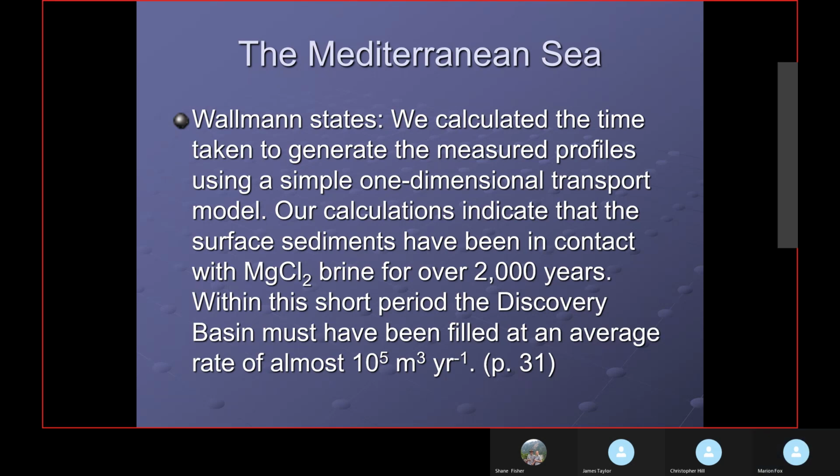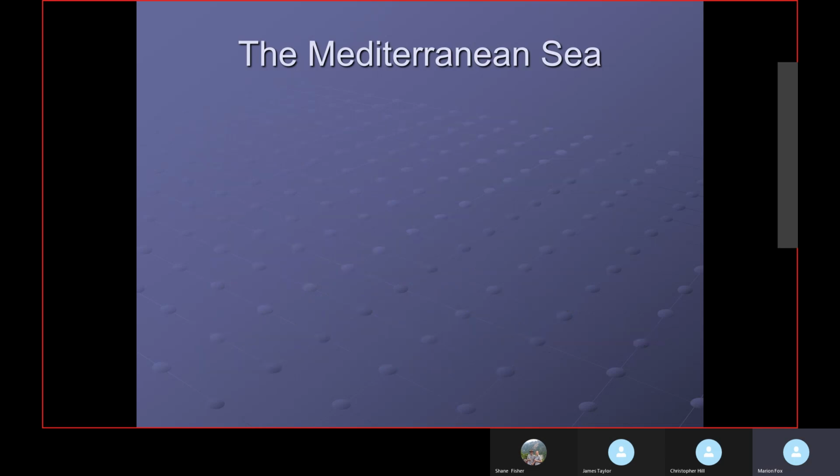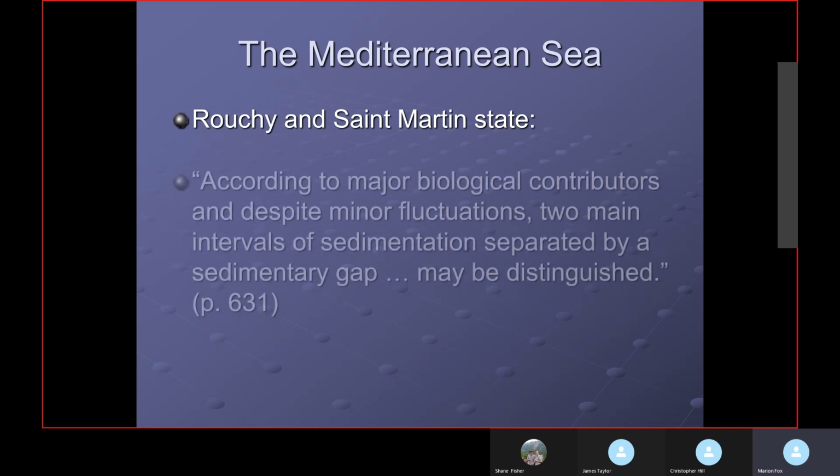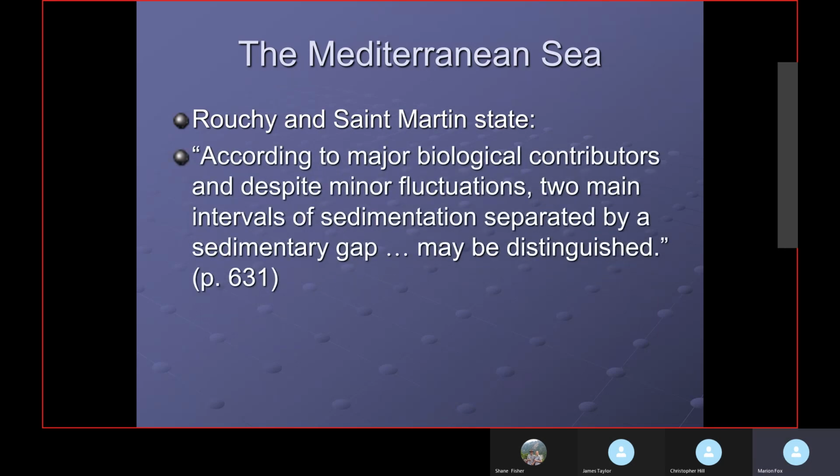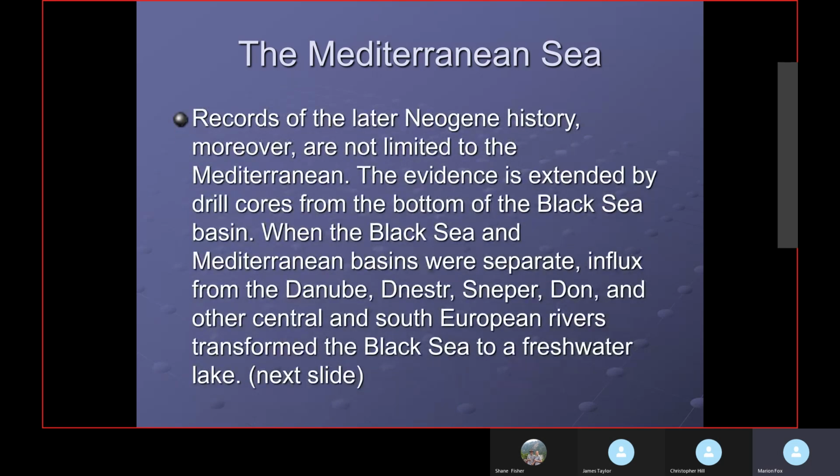of material. And so the sediments, that's just sediments. That's not water, it's sediments. Rauschy and St. Martin have a quote of them: "According to major biological contributors, and despite minor fluctuations, two main intervals of sedimentation separated by a sedimentary gap may be distinguished." So they come up with the evidence of two main intervals of sedimentation. And that fits my model, because we'll lay it out as we go. We're going to take this information and put it together and set forth what I'm convinced happened. I'm just looking at the evidence and tying it together as best I can.